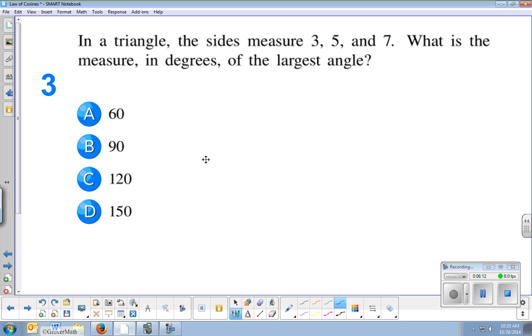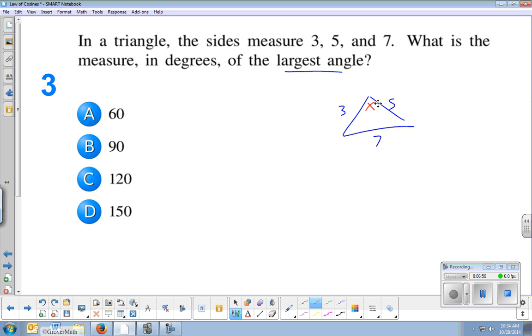Let's try another. In a triangle, the sides measure 3, 5, and 7. What is the measure in degrees of the largest angle? All right, so this one's a little different. First of all, there's no letters involved, right? There's no A, B, and C. But if I have sides of 3, 5, and 7, clearly not drawn to scale here, the largest angle, and this is a geometry relationship that you learned last year, is going to be opposite the longest side. So that would be here. I'm going to put that X there, opposite the longest side, 7. And so that's what I want here. I want this angle. Let's call it angle X.